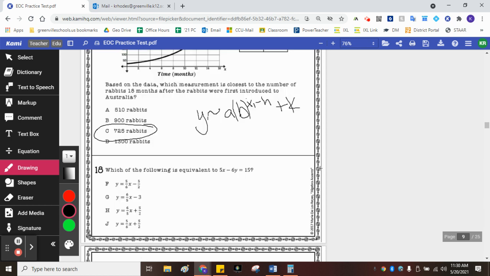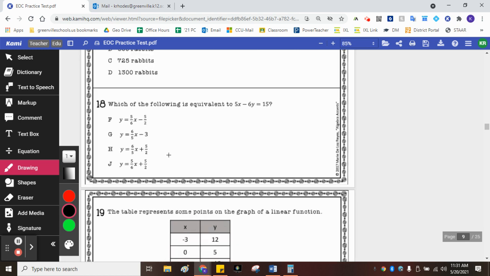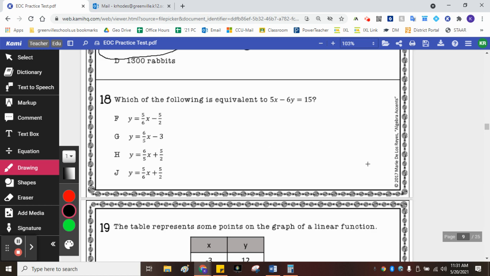So, okay, next one. Which of the following is equivalent to this? Looks like they just put it in slope-intercept form. So all you have to do is solve for y. I'm not even going to do it real quick. I'm just curious if we can guess the answer. Let's see if we can guess the answer.